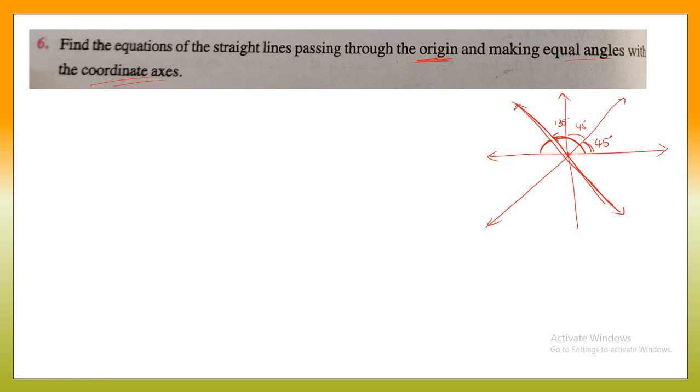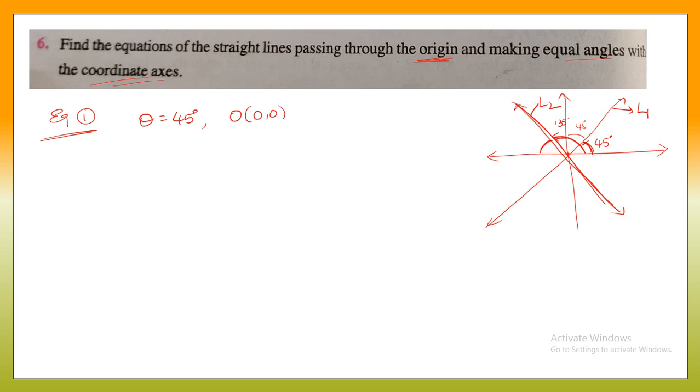With the coordinate axes means with the positive x-axis and positive y-axis, and at the same time with the negative x-axis and negative y-axis. So how many such lines are possible? There are 2 such lines which are making equal angles with the coordinate axes and passing through the origin. So let us see the first one, equation 1. If you consider equation number 1, let this be line number 1 and this is my line number 2, right? So this line number 1 is making an inclination of 45 degrees and is passing through the origin.